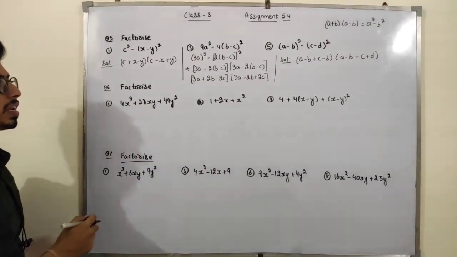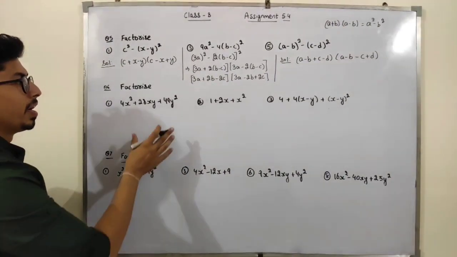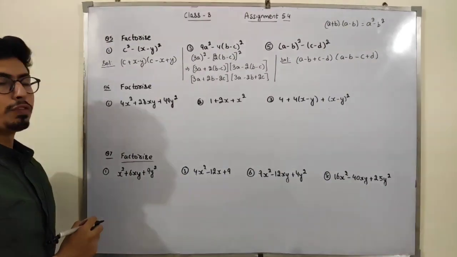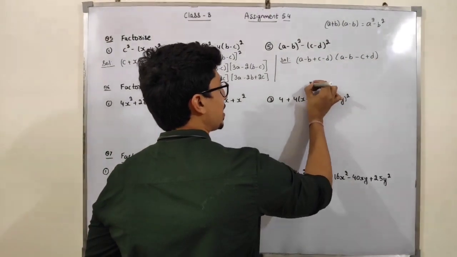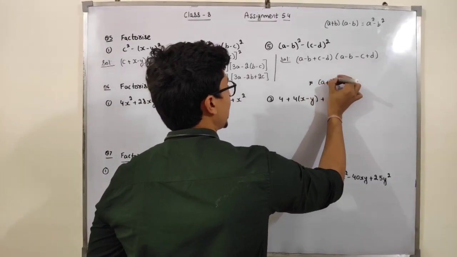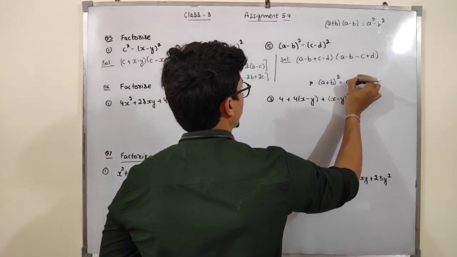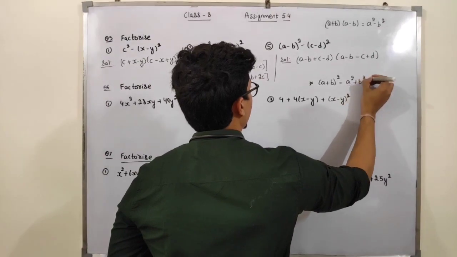So moving forward to the next question, students. In this question, I have to factorize this. So for this question, students, I will use the formula a plus b whole square, which is a square plus b square plus 2ab.